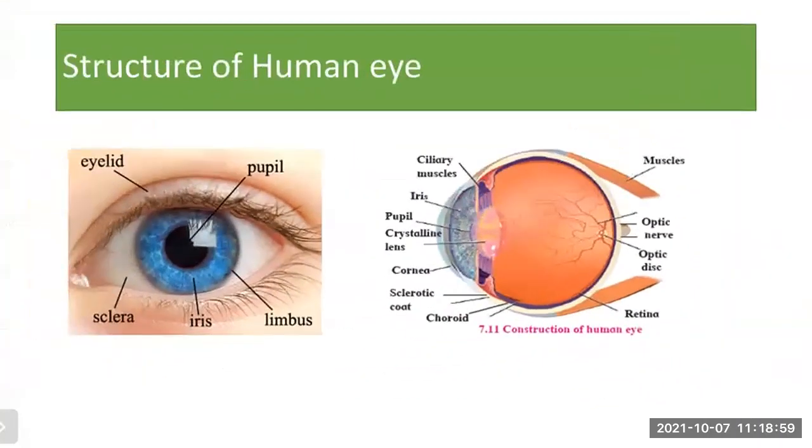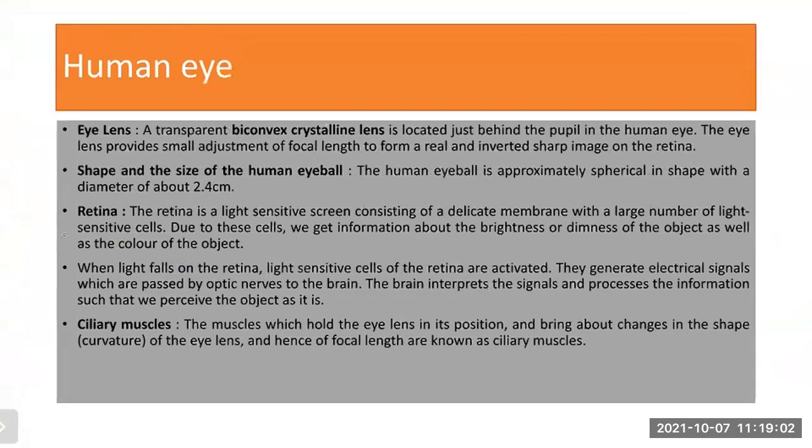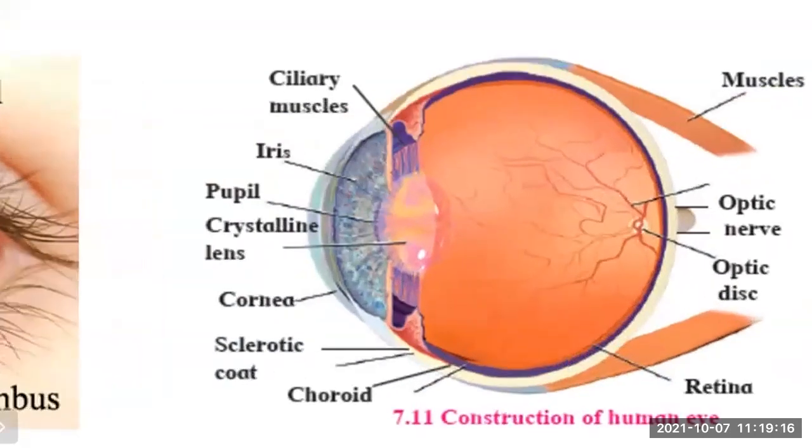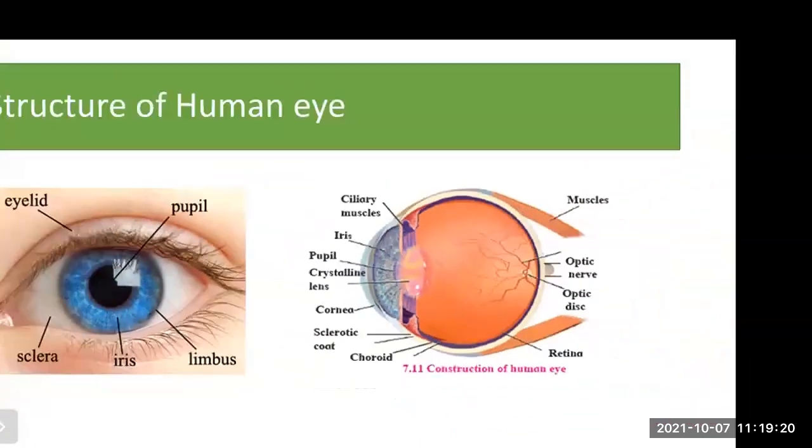Then, shape and the size of the human eyeball. Now the human eyeball is approximately spherical in shape with a diameter of about 2.4 centimeters. So you can see here this is the eyeball. So what is its diameter? It is 2.4 centimeters.